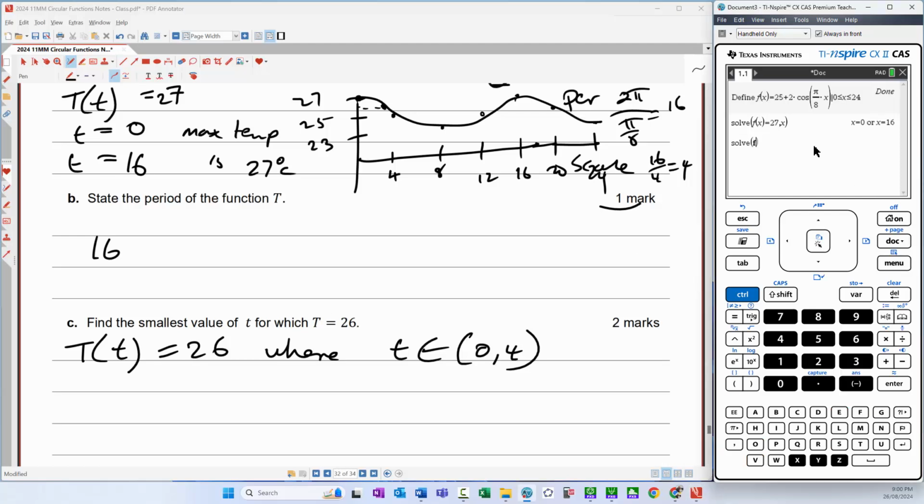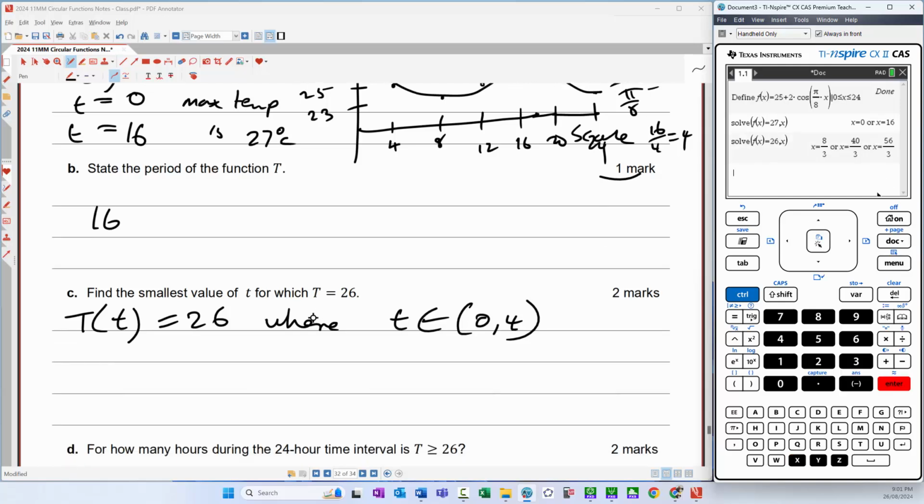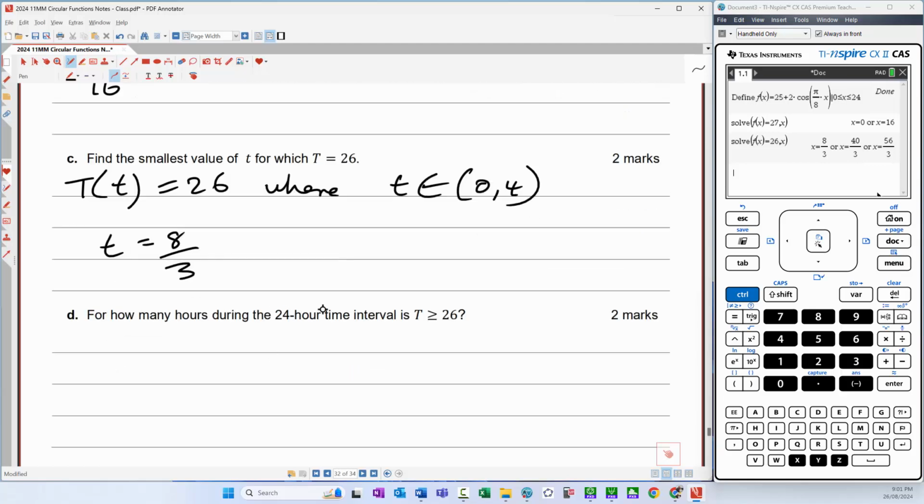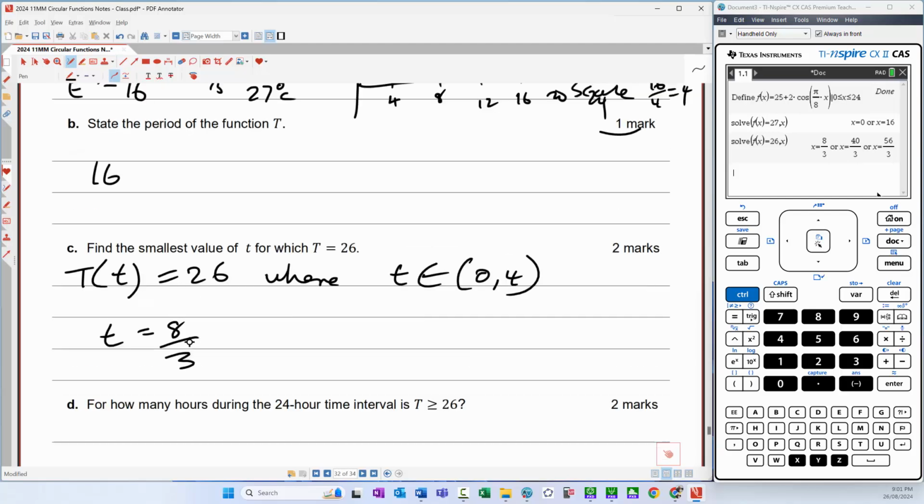Okay, so let's go solve f of x equals 26 for x. It's going to give us multiple solutions, and we're just going to take the smallest one because it's going to give us that one, and that one. So we're going to get 3 solutions. So we're going to say t equals 8 on 3. Okay, for how many hours during the 24-hour time interval is T greater than 26?